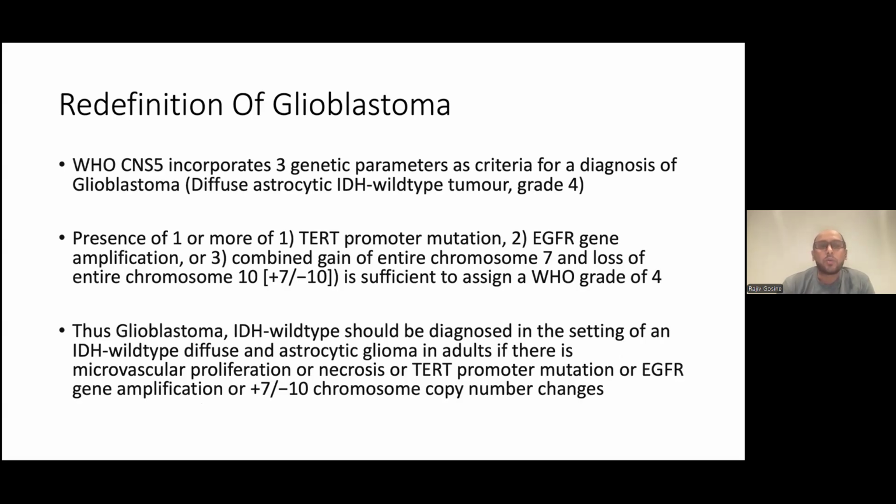The presence of one or more of: one, the TERT promoter mutation; two, the EGFR gene amplification; or three, a combined gain of entire chromosome 7 or loss of entire chromosome 10, the so-called plus 7 minus 10, is sufficient to assign a WHO grade of 4. So as per the latest guidelines, glioblastoma is a diffuse astrocytic IDH wild-type tumor, and it can be diagnosed in the setting of microvascular proliferation or necrosis, or TERT promoter mutation, or EGFR gene amplification, or the gain of 7 or loss of 10 chromosomal copy changes.